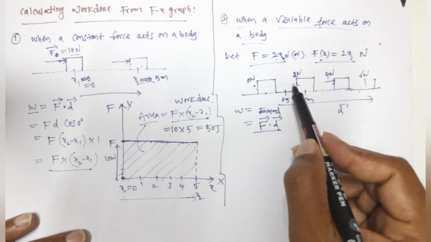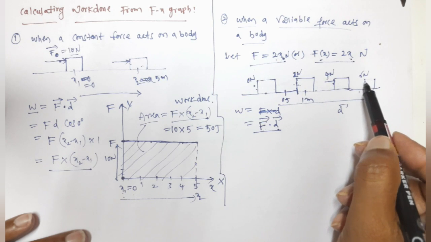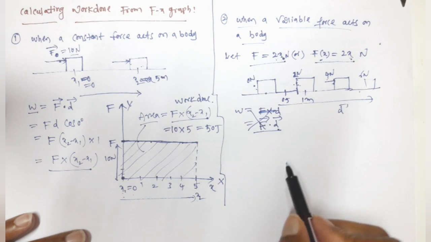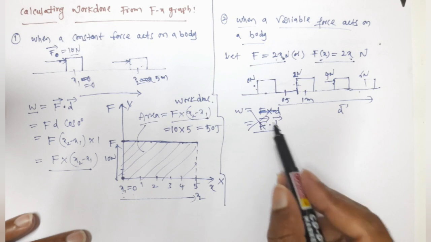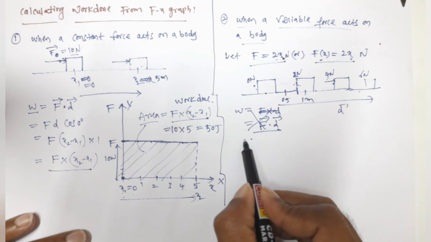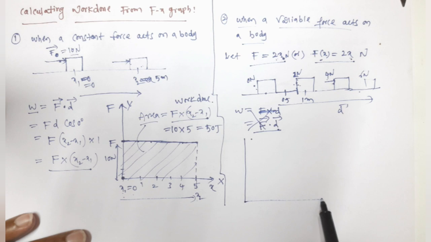Zero newton, 1 newton, 2 newton, 4 newton, 6 newton? Which force do we take? No. Here you cannot use this formula, but graphically you can find work done. Graphically means you need to take the graph.